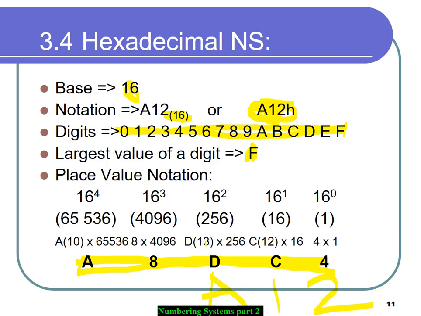So it would be 10 times 256, and then you'll get your answer. And then you add that to your 1 times 16, and you get your answer. And then you have your 2 times 1, right? Because 16 to the power of 0 is 1. And then you add those numbers together, and then you get your decimal value, right? And then from your decimal value, you then use your binary to convert that to binary.